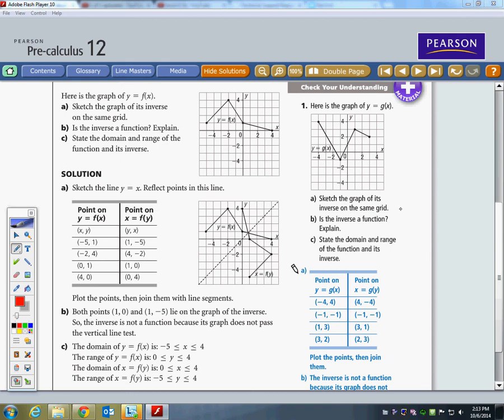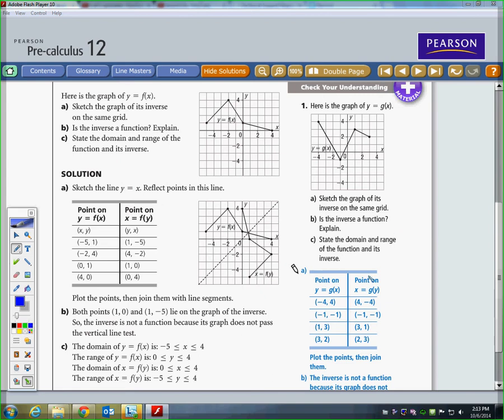Here is the solution for that one. You'll notice they made a table of values and then they say plot these points. Unfortunately, they didn't do that. Sometimes they fail to do this, don't they? They didn't actually graph the inverse function on here.